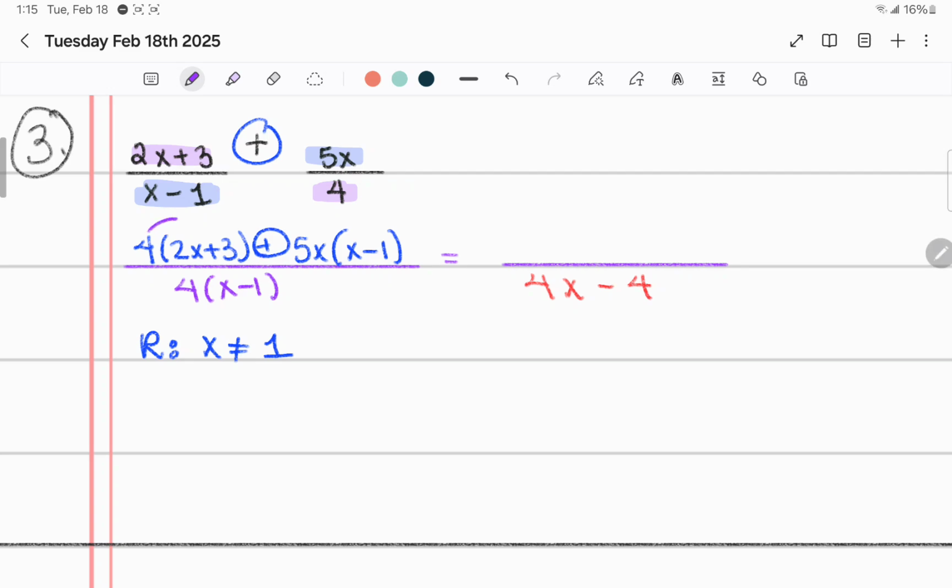But we're going to take the 4 and multiply in. 4 times 2x is 8x. 4 times 3 is positive 12, plus sign, which again is this plus sign in the middle. 5x times x is 5x to the power of 2. Why? Because there are 2 x's here. And then last, 5x times negative 1 would be negative 5x.